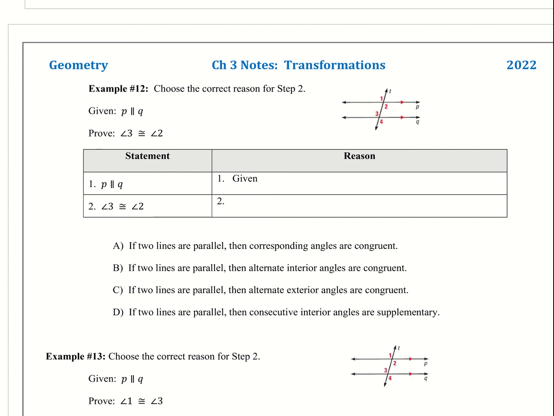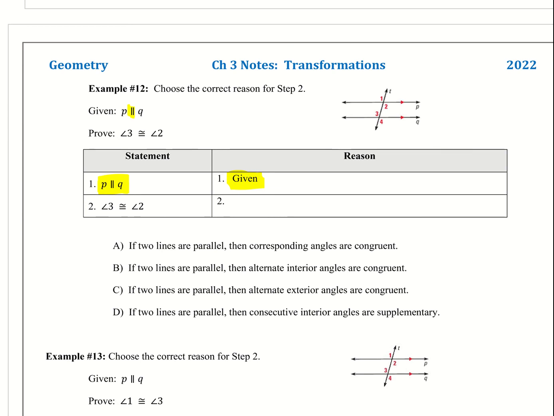Question number 1, we are told that P and Q are parallel. Okay, so we are given that information. Notice that goes in step 1. On your homework, you'll often have to put that step into the proof. The reason for step 1 is always given, and in your homework, you're going to have to write that in quite often. Okay, so those will be blank.